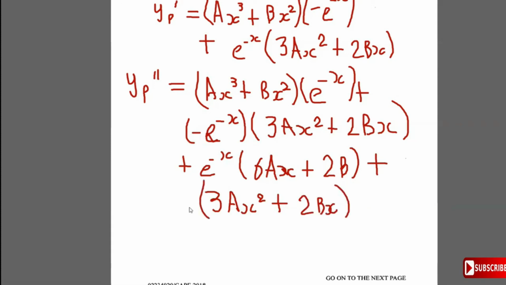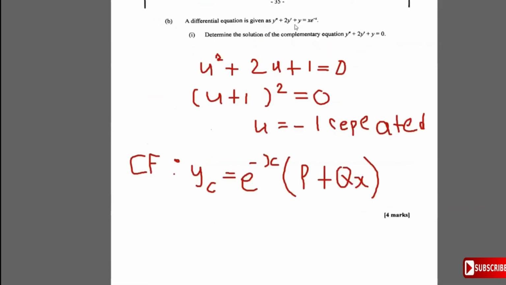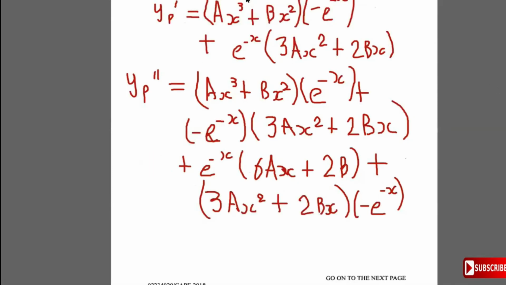times, of course, the, so we keep the first, differentiate the second, plus keep the second, differentiate the first. Differentiating the first is timesing it now by minus e to the minus x. So now we're all set to go. Now all we're going to do is go back around here, and remember that we have y double prime plus 2y prime plus y is equal to x e to the minus x. That's the equation we will use to solve for a and b.